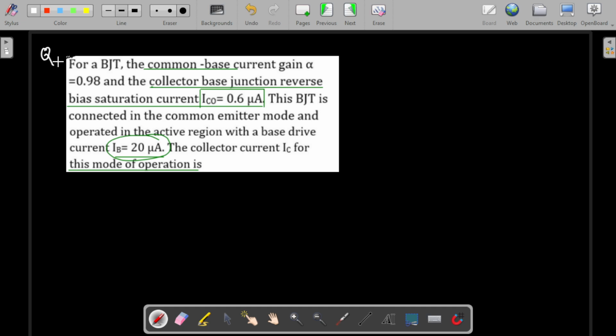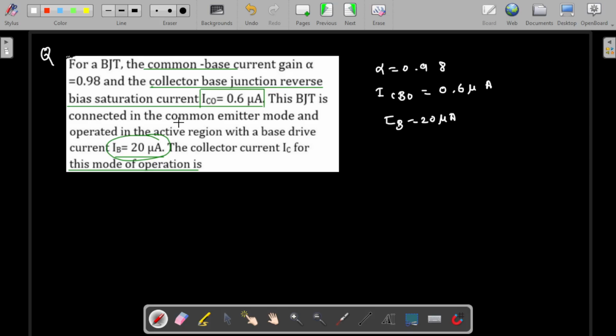So for a BJT, the common base current gain alpha, which they have given, is equal to 0.98. And the collector base reverse saturation current can also be written as ICBO. So this is common base, so I am writing it as ICBO. So this is 0.6 microamps. Okay. So IB they have given, so IB is equal to 20 microamps.